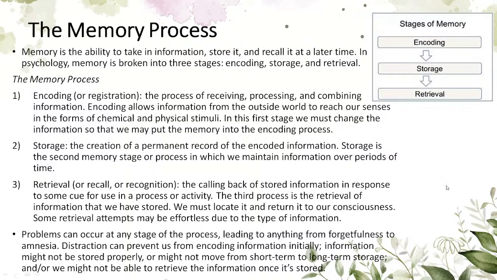One, encoding or registration. The process of receiving, processing, and combining information. Encoding allows information from the outside world to reach our senses in the forms of chemical and physical stimuli. In this first stage, we must change the information so that we may put the memory into the encoding process.